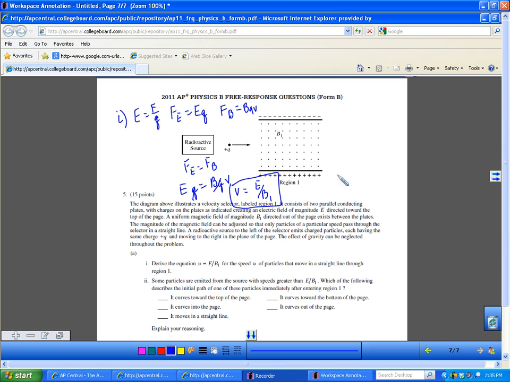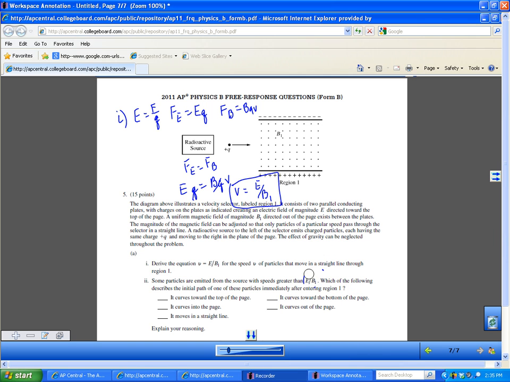Part 2 says some particles are emitted from the source with speeds greater than E divided by B1. Which of the following describes the initial path of the particles immediately after entering region 1? Well, we know that the speed is greater than this quantity right here. So if it's greater than this quantity, it tells us that this is held constant, but this we can mess with. So obviously something has happened to the magnetic field. They've changed it somehow. Okay? And we know that if the speed increases, the field must be increasing. Okay, is everybody all right with that? Let me keep going on.